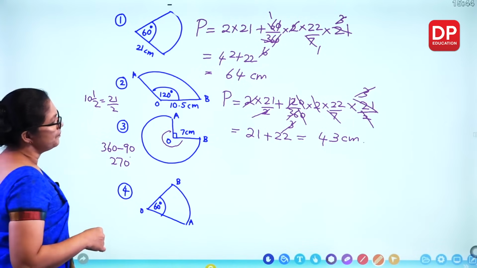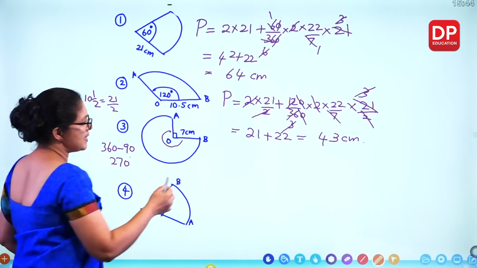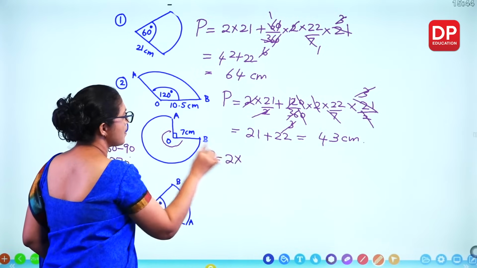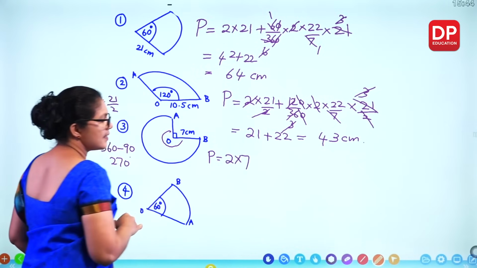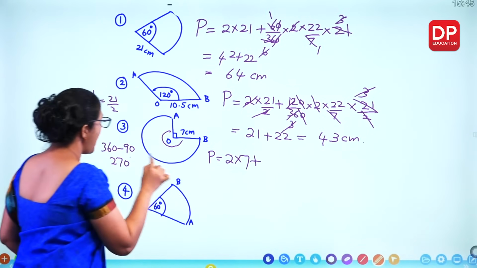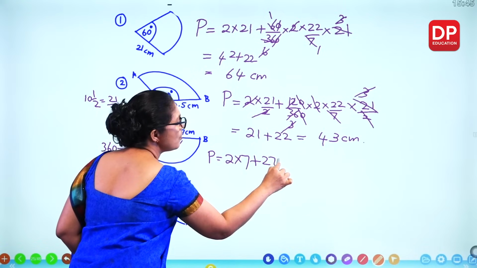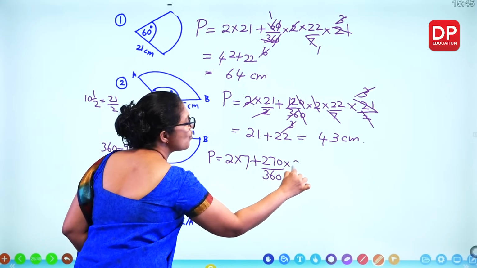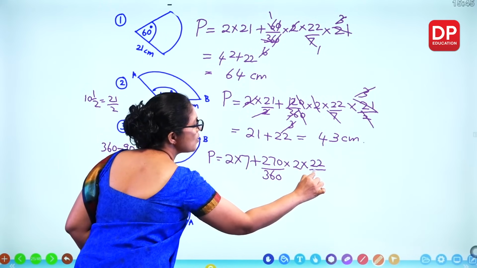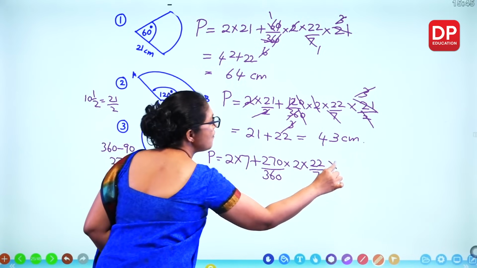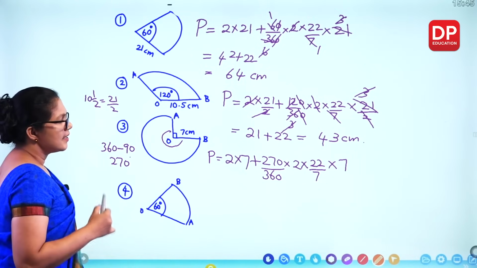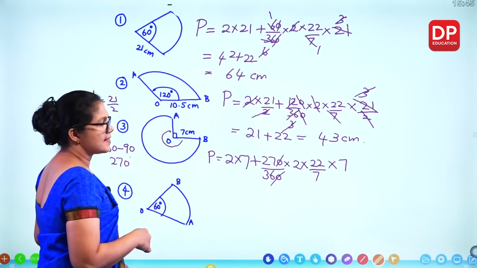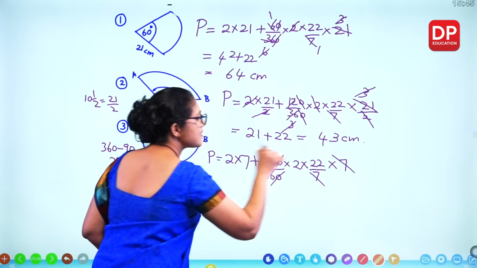Now we'll find out the perimeter. So perimeter is equal to double of r. r is given as 7. Write down, plus angle is 270. We found that. Divide by 360, into 2. Pi value you can write 22 over 7 and r value is 7. Now try to simplify. This 0 gets cancelled out with this 0. This 7 gets cancelled out with this one.